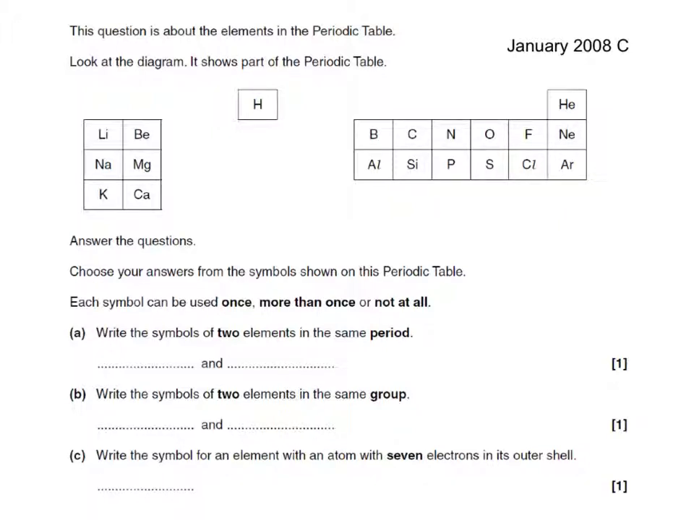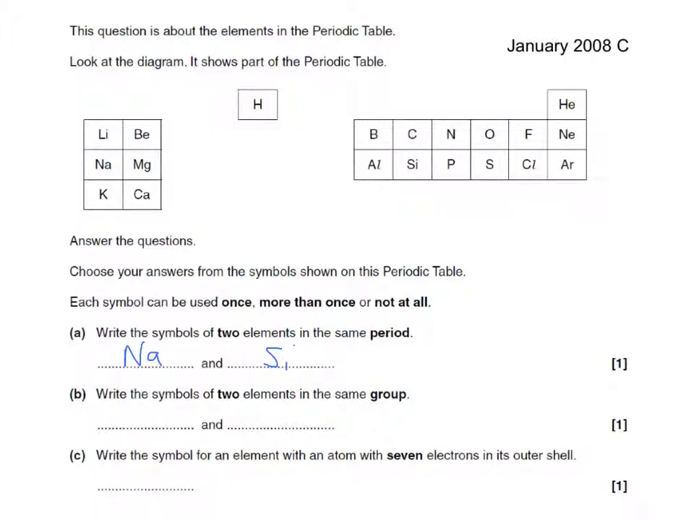You can use them once, more than once, or not at all. Write the symbols of 2 elements in the same period. Well, plenty to choose from. Let's go for the third period. Let's go for sodium and silicon. They're both in the third period.